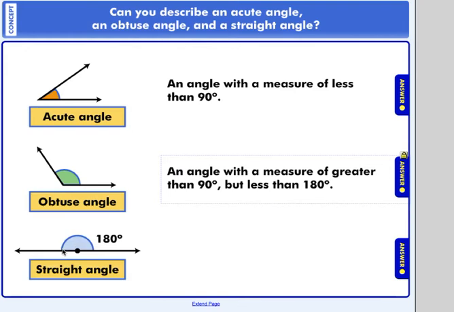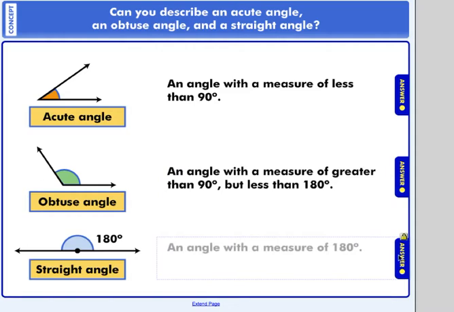That means if we were to start here on one side and measure the degrees all the way around to the other side, it's 180 degrees, exactly half of a circle. And we know that a circle is 360 degrees. So a straight angle is an angle with a measure of 180 degrees. Make sure you have these definitions copied into your notes before you continue on with the video.